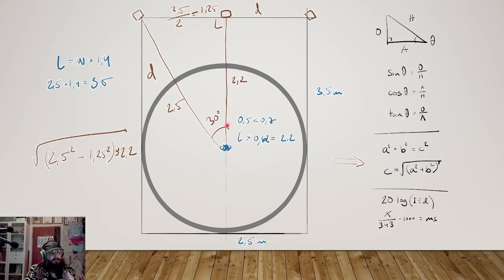Plotting this in, we have 2.2 squared plus 1.25 squared equals a number which we take the square root of, and then we get 2.5. So now we also know the distance between these ones. So 3 down, 4 to go.